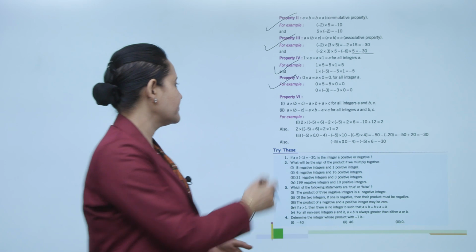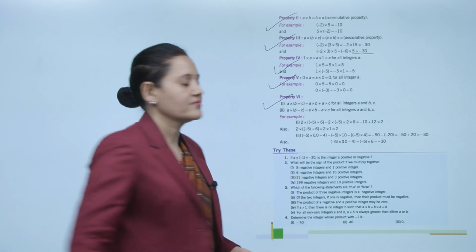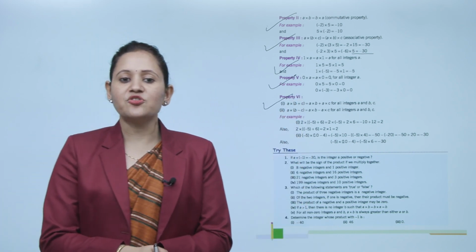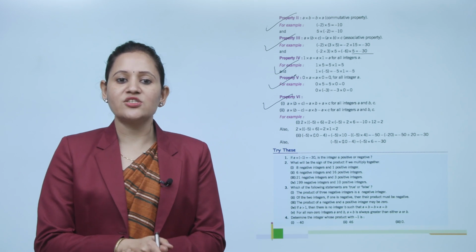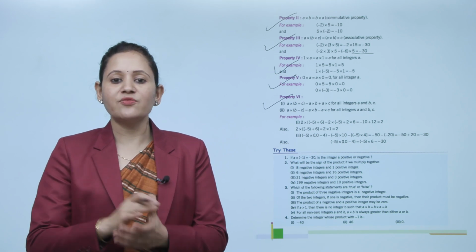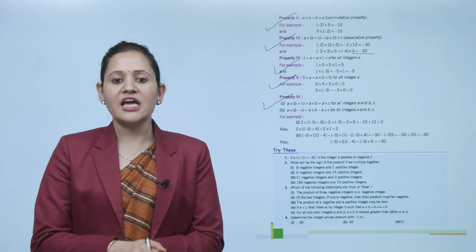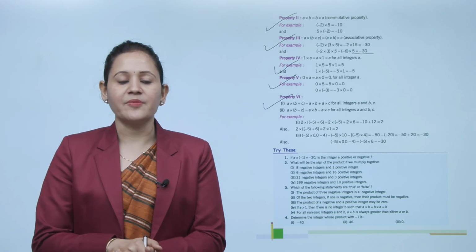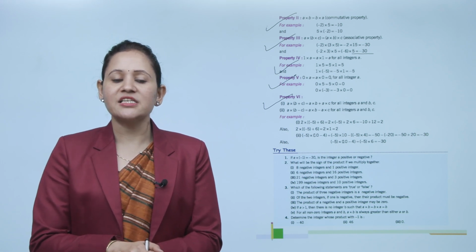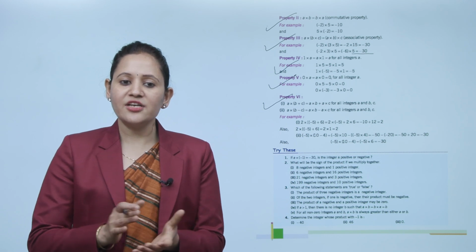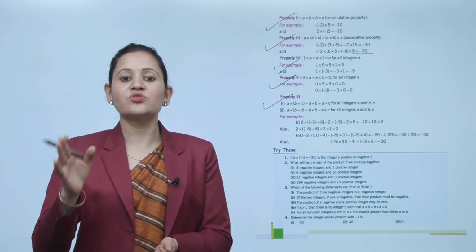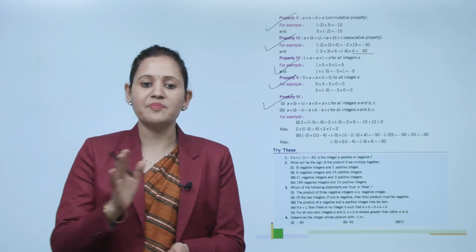Property 6: a into (b plus c) equals a into b plus a into c for all integers a, b and c. a into (b minus c) equals a into b minus a into c for all integers a, b and c.